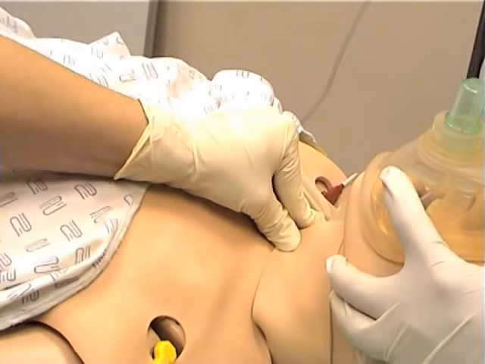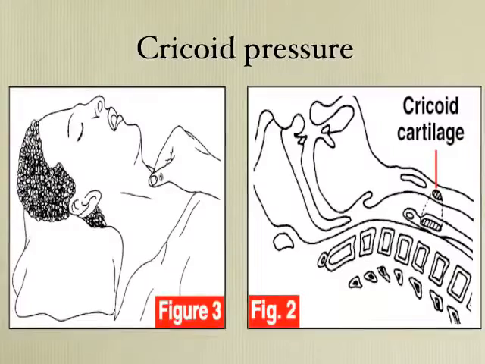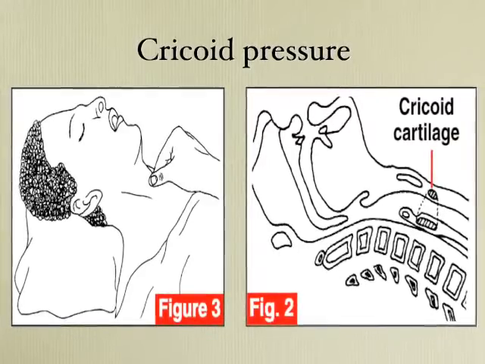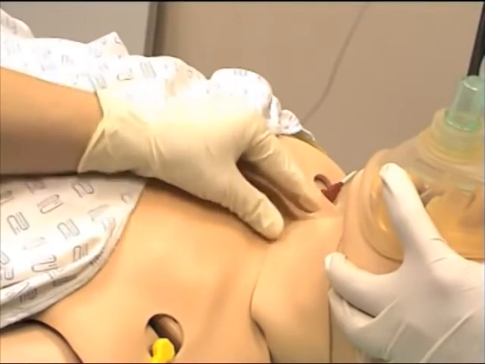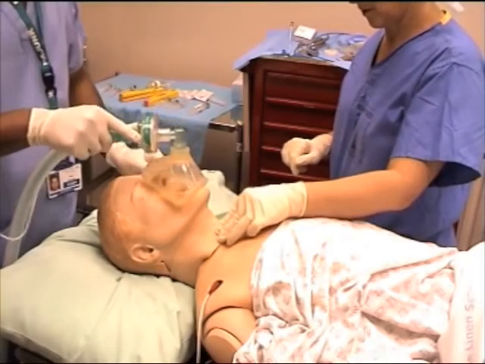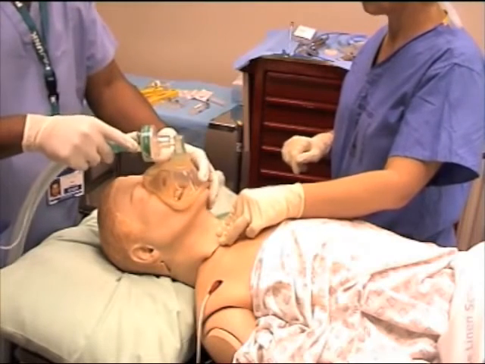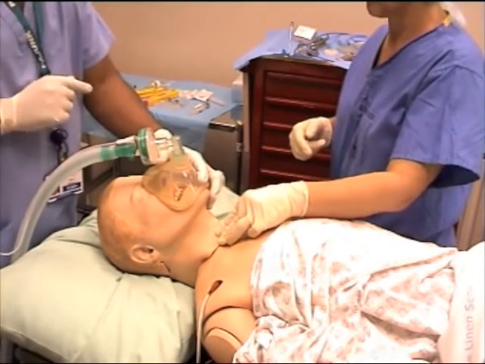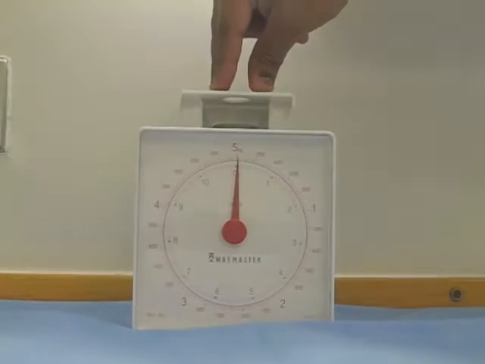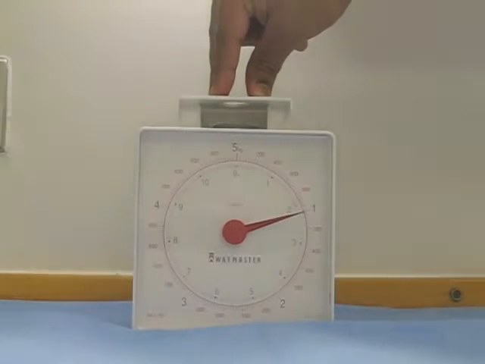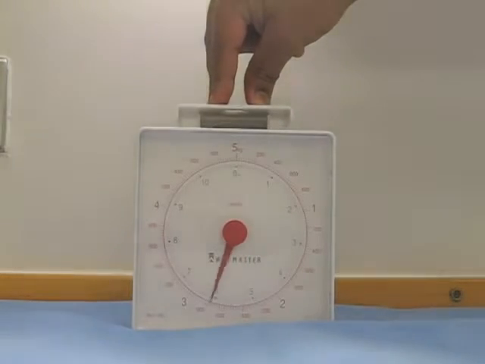A perpendicular pressure applied on the cricoid using the thumb, index and middle finger will theoretically occlude the esophagus against the cervical vertebrae. The Difficult Airway Society recommends the use of 10 newtons pressure when the patient is about to be induced and 30 newtons once the patient is asleep. One way to practice this is by using a weighing scale. 10 newtons on a weighing scale is 1 kilogram force and 30 newtons is 3 kilograms.